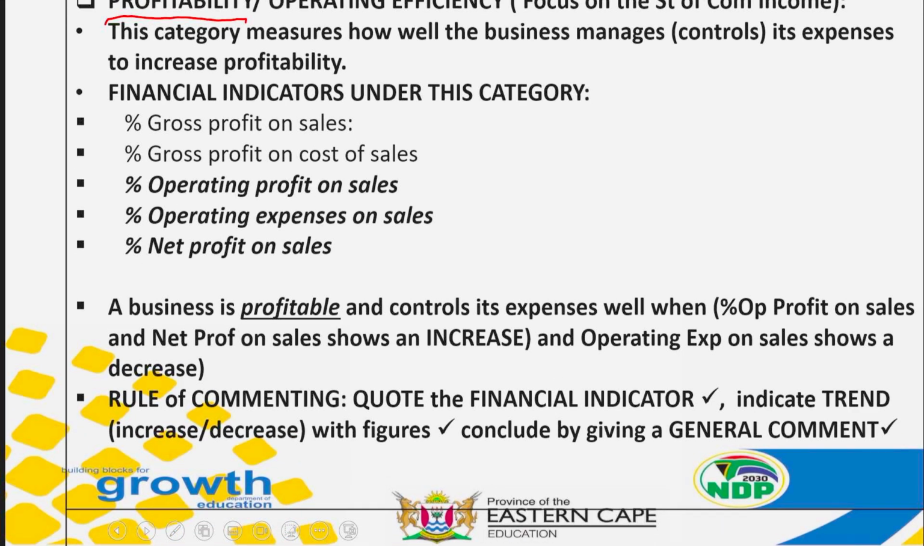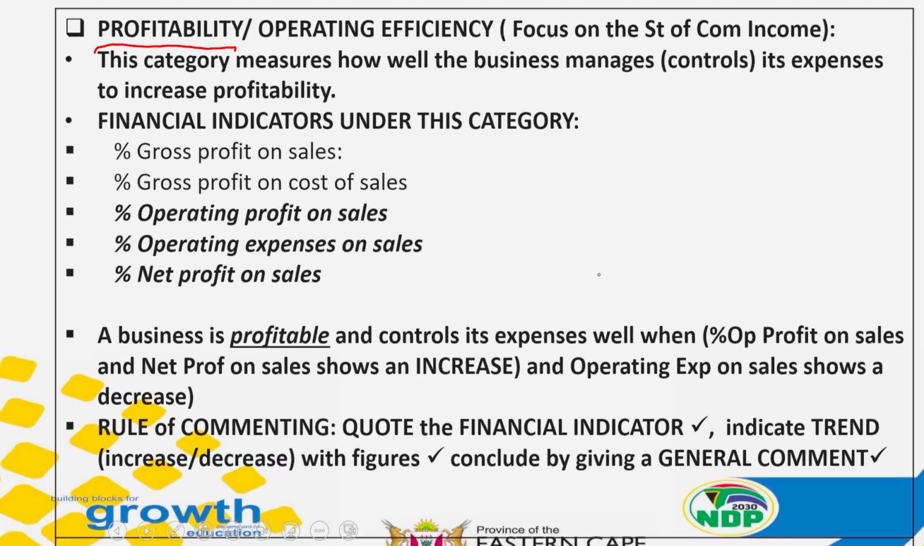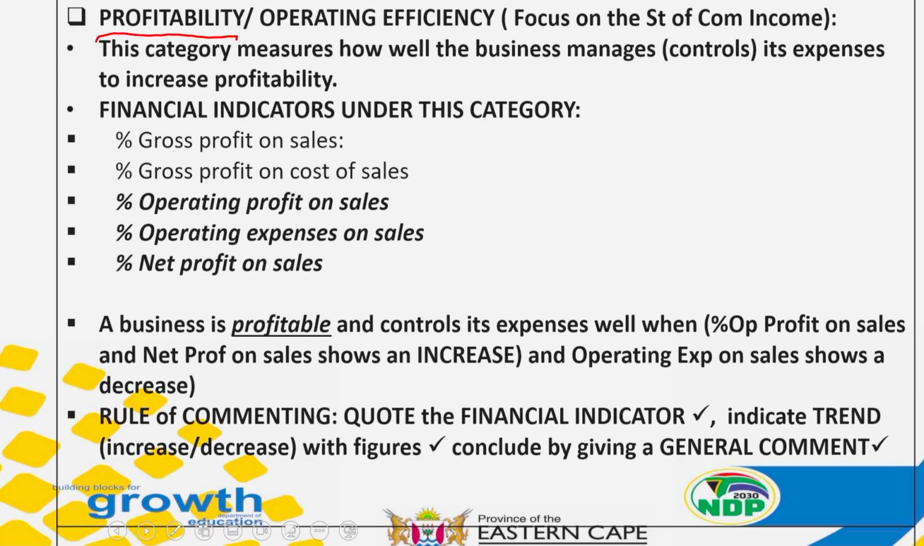Remember the rule of commenting. When you are required to comment on profitability, you must not forget to quote the financial indicator. The financial indicator must indicate the trend. Has this indicator increased from last year to current year or decreased? Then the trend must be accompanied by the figures. Then for you to get full marks, you must make sure that you give a general comment.